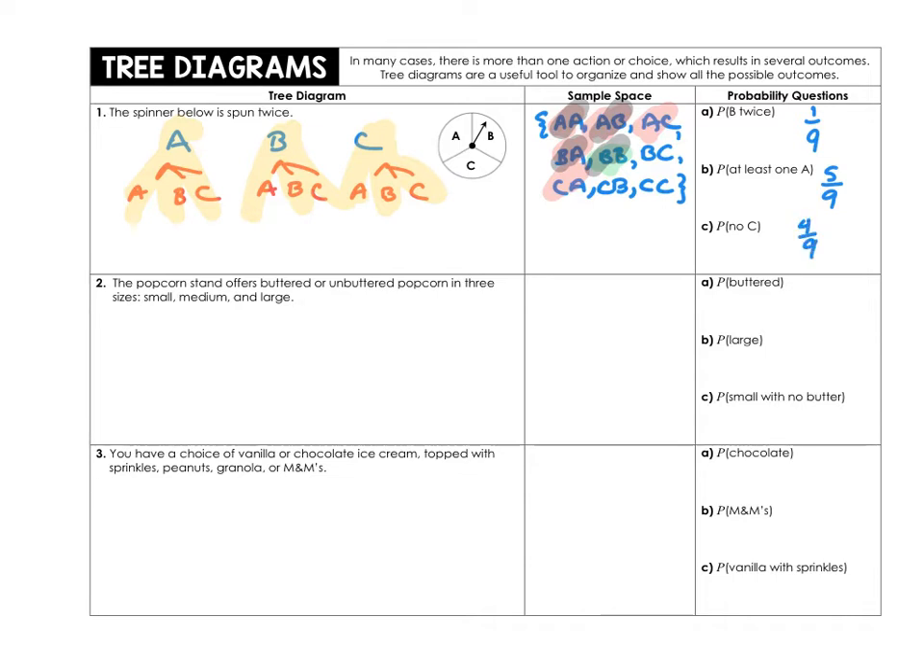Now, if we didn't have our tree diagram to make our sample space, that could have taken us a lot longer to figure out those probabilities. So it takes a little bit of work up front, but then it makes the actual probability questions pretty easy.